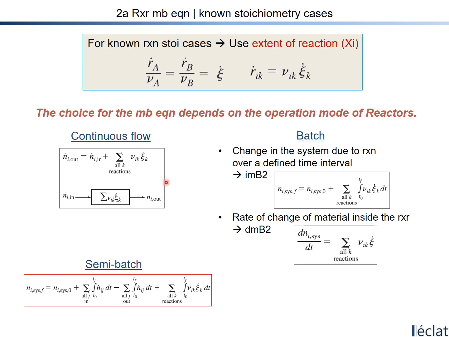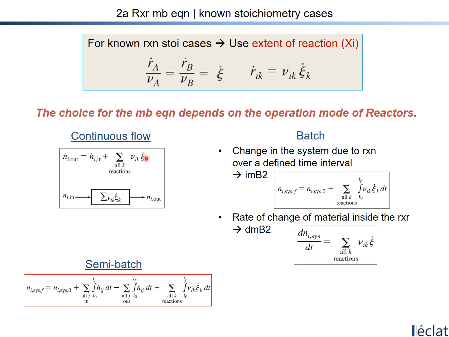Anyway, if you have balanced chemical reaction equations, it would be better to use the mole balance equation instead of the mass balance equation. And in a continuous flow mode, you don't have any accumulation, and in minus out plus generation term is equal to 0. Therefore, out is equal to in plus generation term. The generation term is calculated by using the extent of reactions.